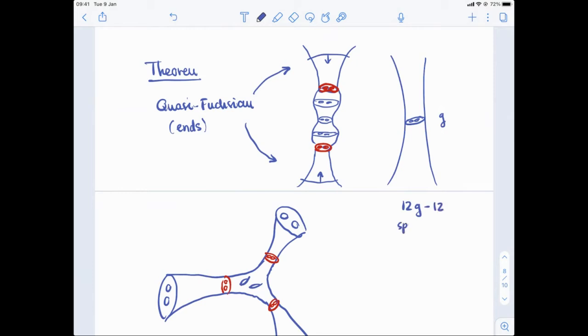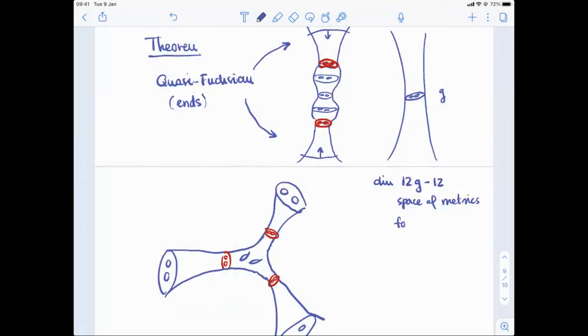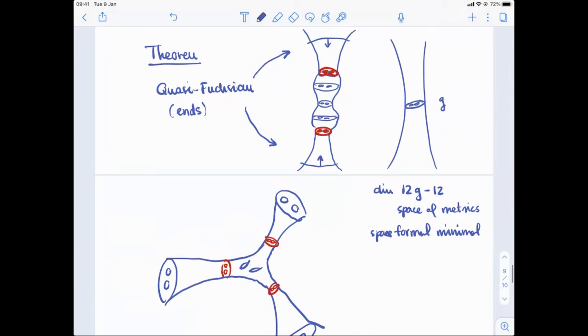The space of metrics has this dimension, but also the space of formal minimal surfaces. These are solutions to the Gauss-Codazzi equation for a minimal surface in a hyperbolic manifold. And using those spaces that she studied, we were able to understand a little bit about the discontinuities of the map of the outermost minimal surface.